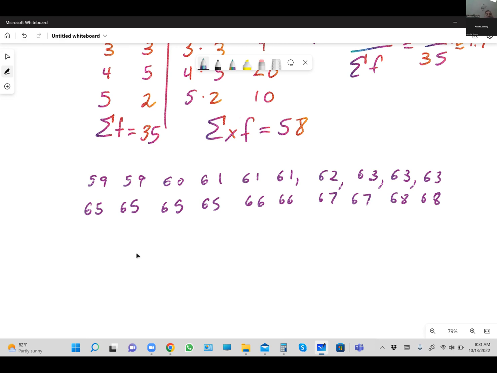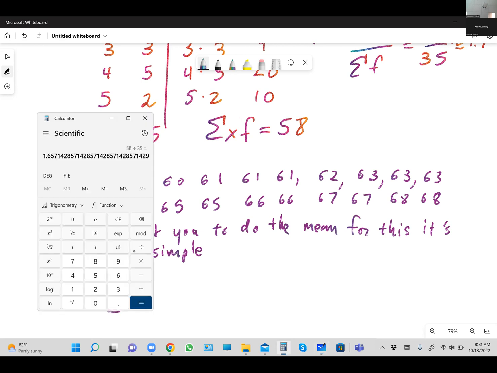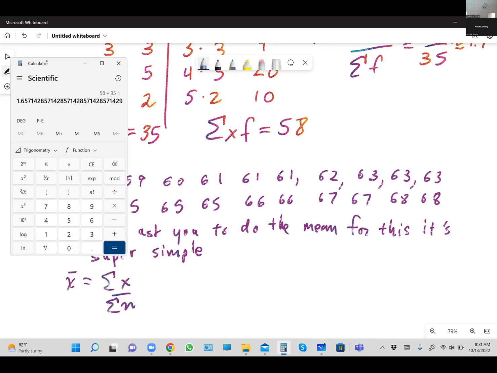All right, guys. So we have 1, 2, 3, 4, 5, 6, 7, 8, 9, 10. So we have 20 numbers in total, right? If I ask you to do the mean for this, it's super simple. You add up all the numbers and divide by the total, which is 20, right? I'm going to quickly do this here.